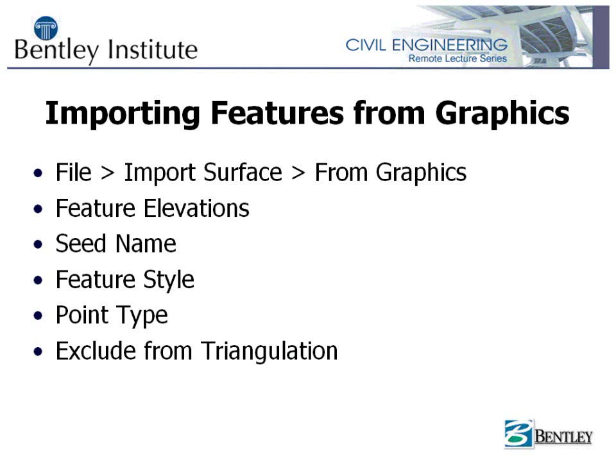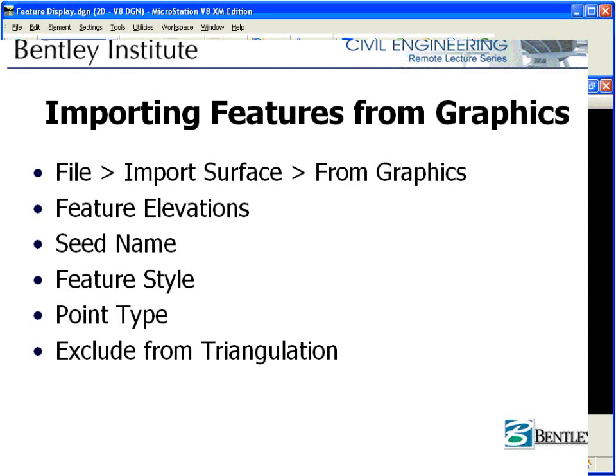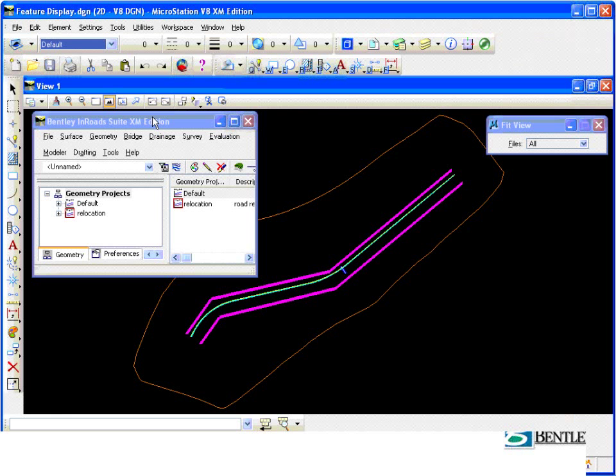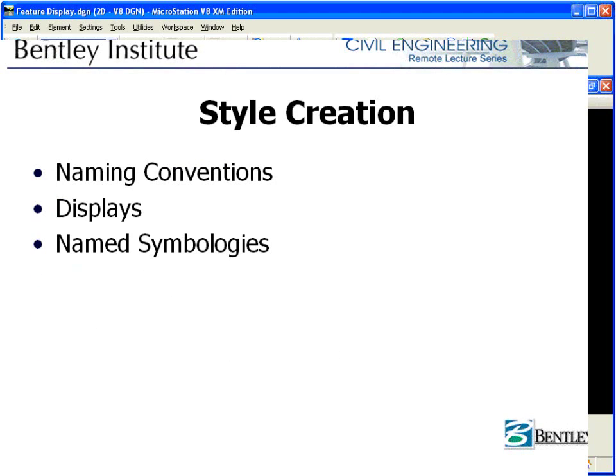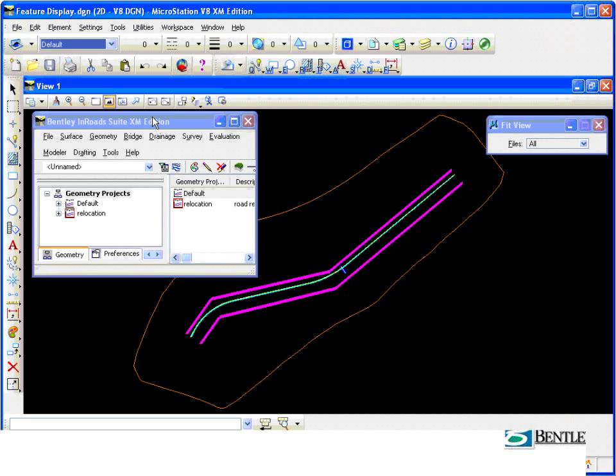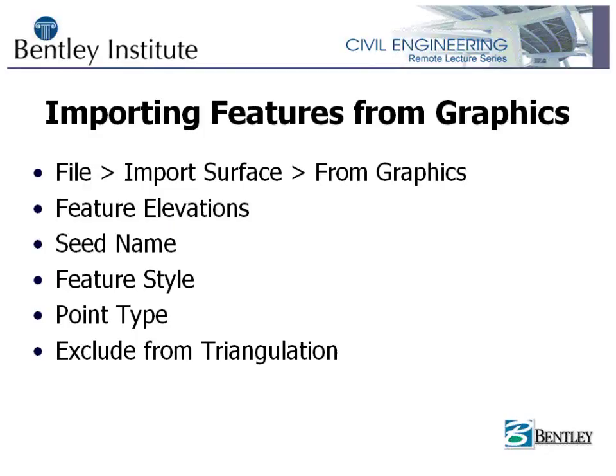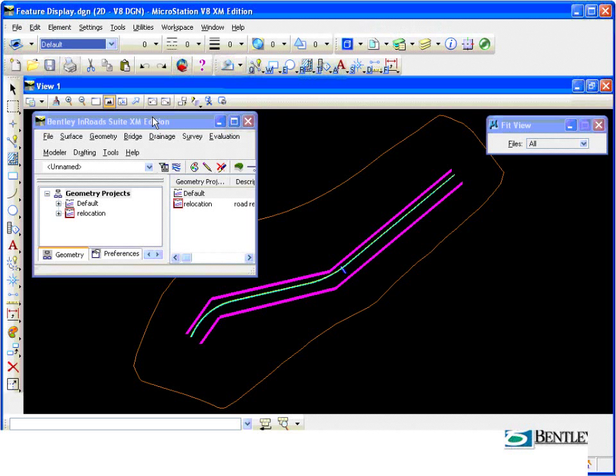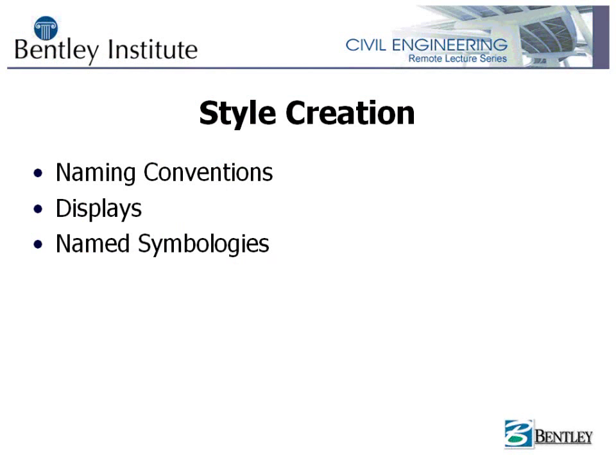So now that we have talked about importing features from graphics, we're going to move to our next topic. Now we're going to talk about style creation. We're going to go over the naming conventions for the different styles. I'm going to go through how to set up the displays and how to turn the displays on to display in the plan, in the profile, and the cross section. And then we're going to go through setting up the name symbology for that style.